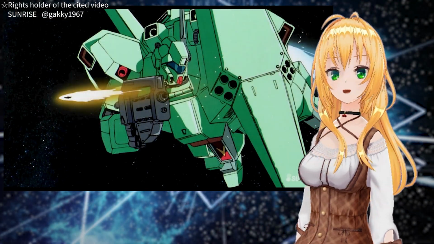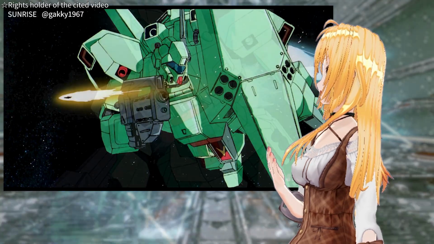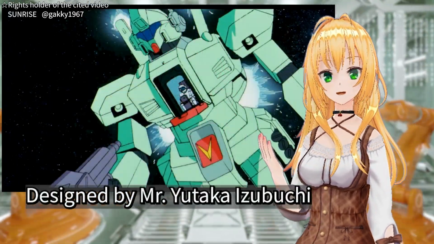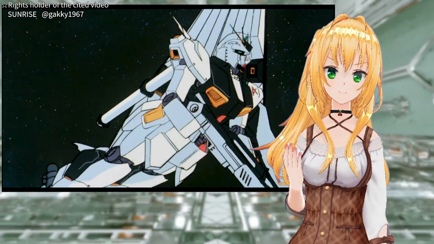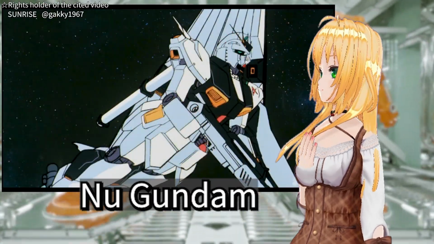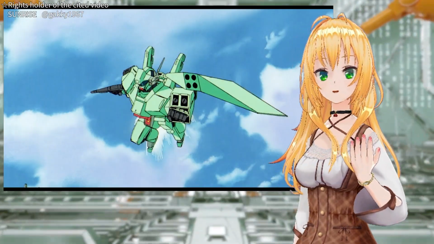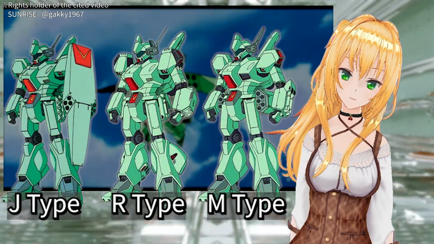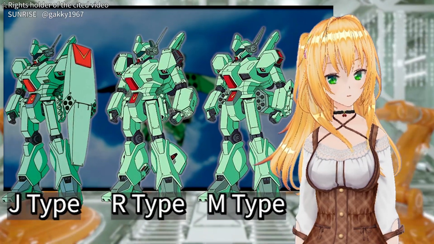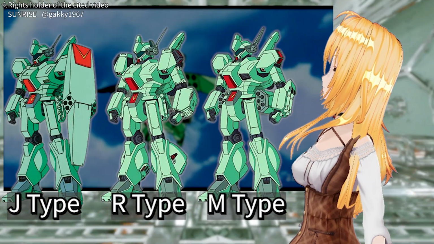This time, we will discuss the Jegan series classification. The original Jegan was designed by Yutaka Izubuchi, who is well known for designing the new Gundam. So, what exactly are the 3 types of Jegan designed by Mr. Ishigaki? The J-type, the Arrow type, and the M-type. They also appear in the F90 spin-off series.